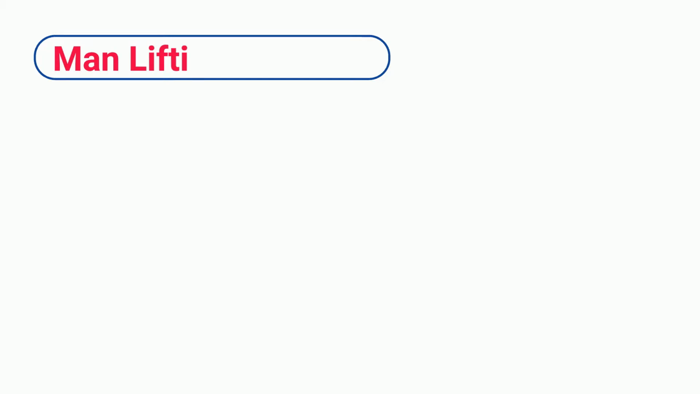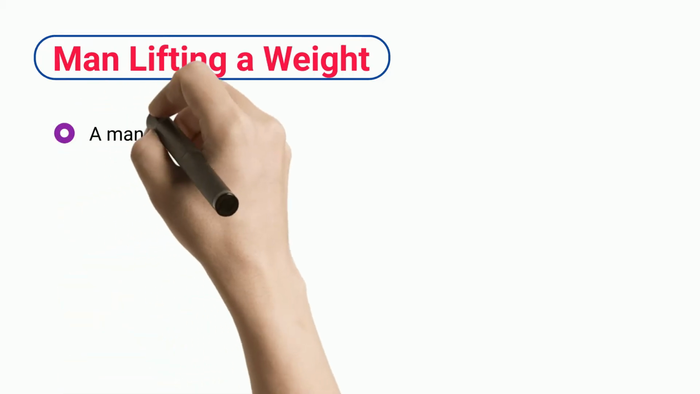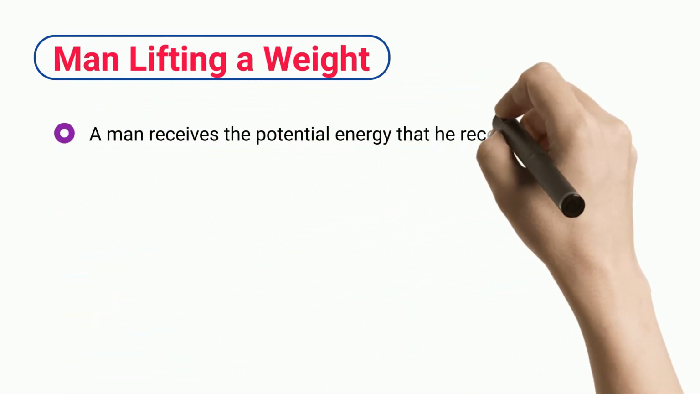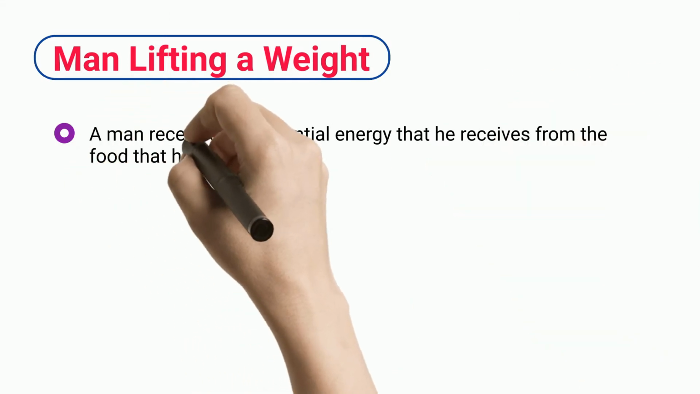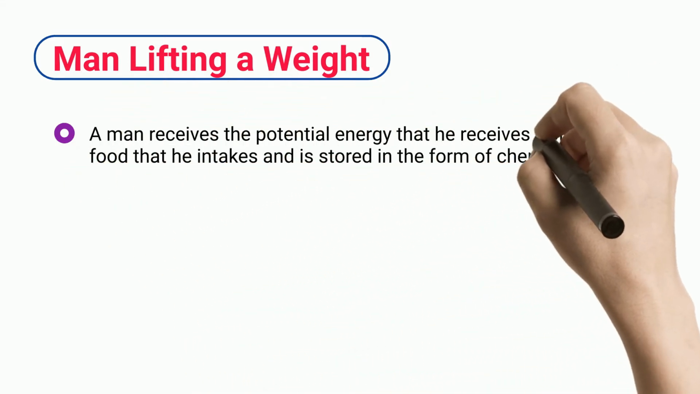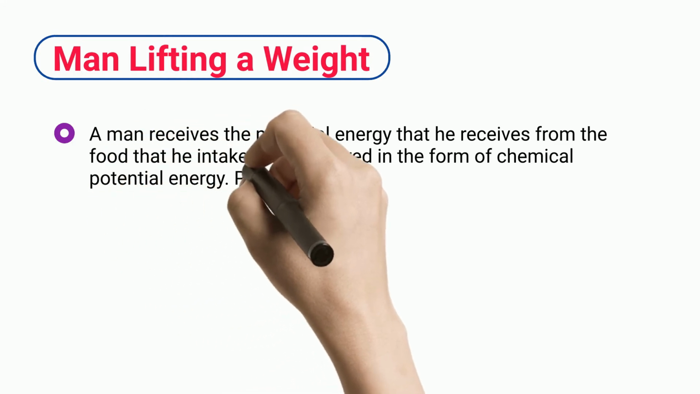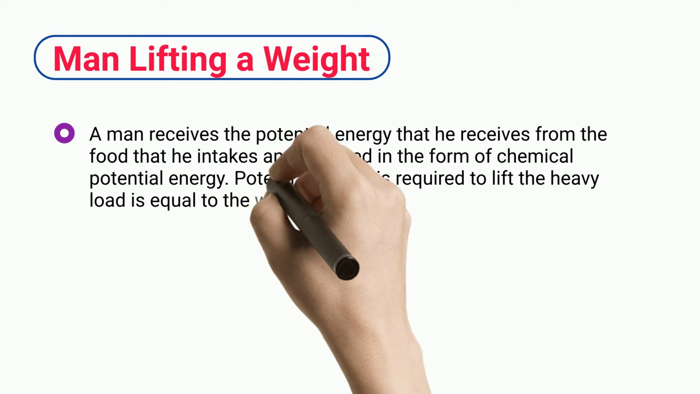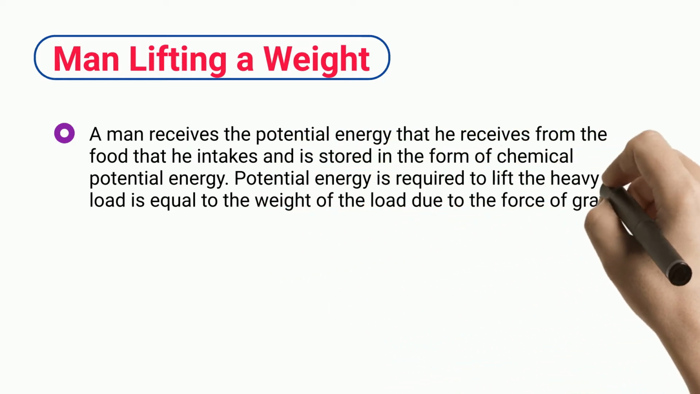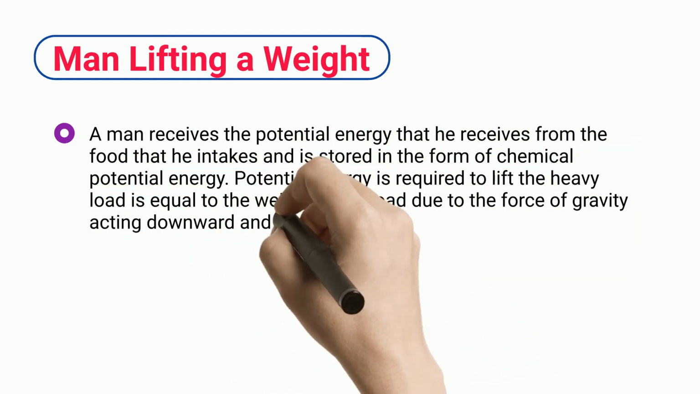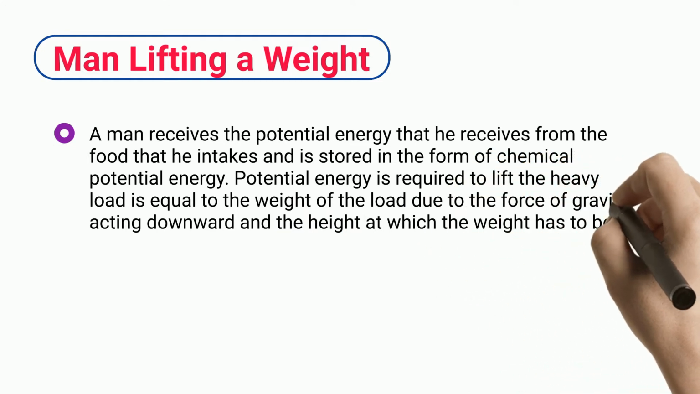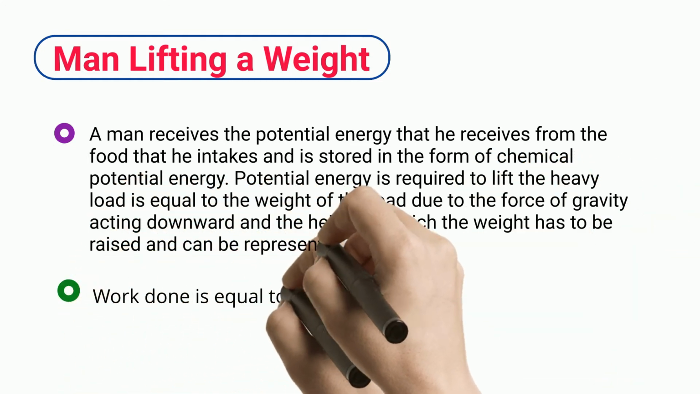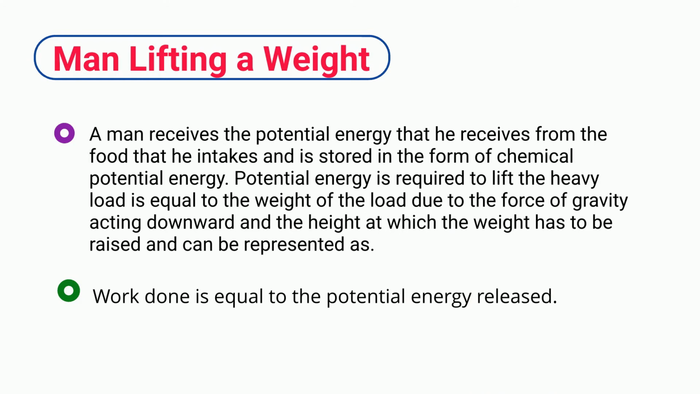Man lifting a weight. A man receives the potential energy from the food that he intakes, and it is stored in the form of chemical potential energy. The potential energy required to lift the heavy load is equal to the weight of the load, due to the force of gravity acting downward, and the height to which the weight has to be raised. Work done is equal to the potential energy released.